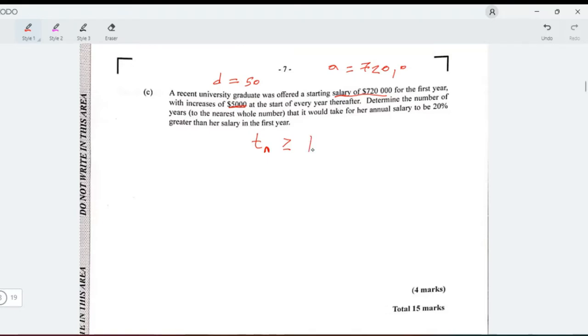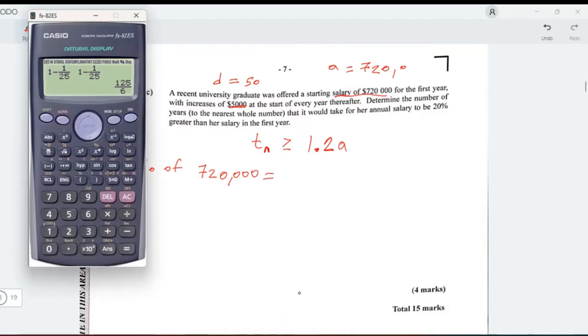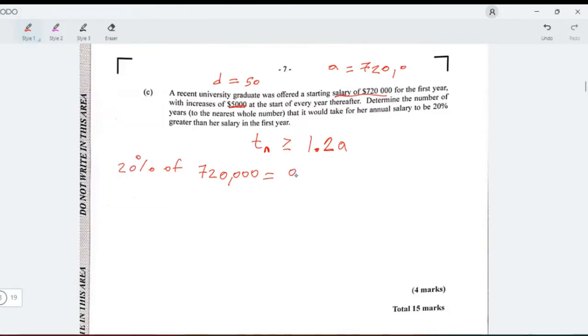And we can work out 1.2 times our original starting salary. That's all we're saying, which year it's going to take. So that's what we need to work out now. Remember, you can work out what 20% of 720,000 would be. So work out 20%, 0.2 times 720,000, then you add it back to 720,000. So that is 864,000.